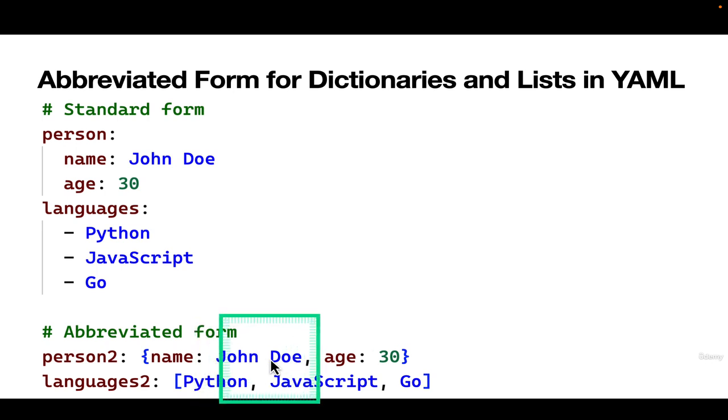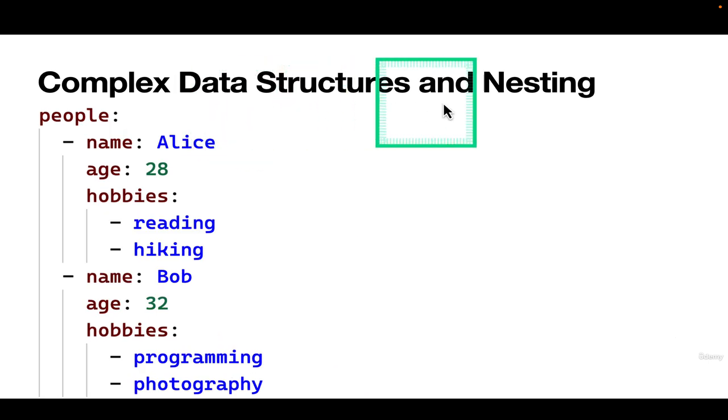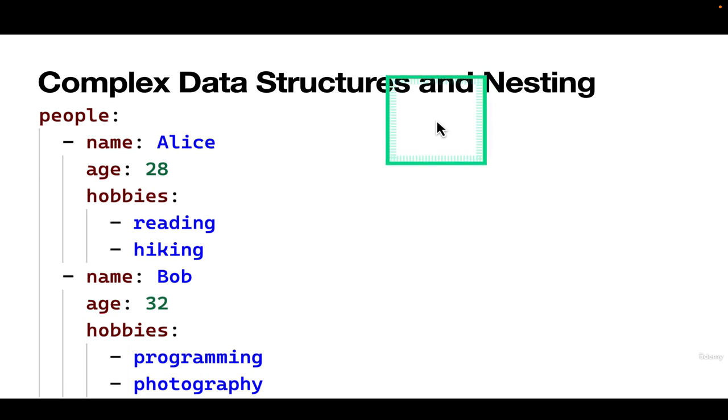All kubectl commands will not give any error, but this is more human readable. Next, we have complex data structures in nesting. Lists and maps can be nested within each other to represent more complex data structures.